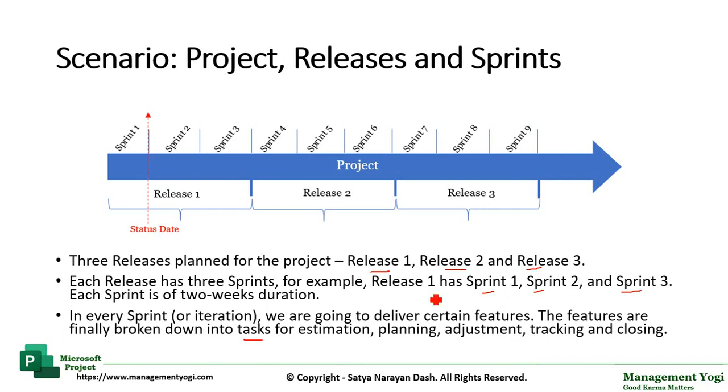So this is depicted in our figure here for the project. Our project is from here to here and it is ongoing. This project has 3 releases, Release 1, then Release 2 and Release 3. Every release has multiple sprints. For example, Release 1 has Sprint 1, Sprint 2, Sprint 3. Similarly, Release 2 has Sprint 4, Sprint 5, Sprint 6 and so on. This is the time span of the sprint from here to here.